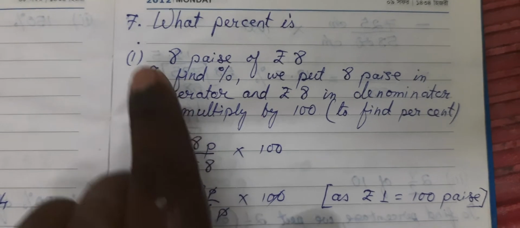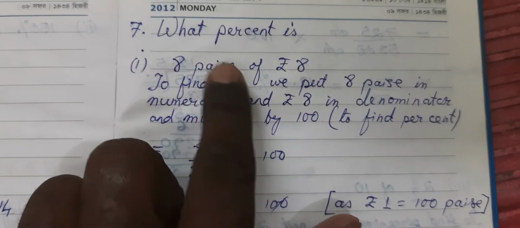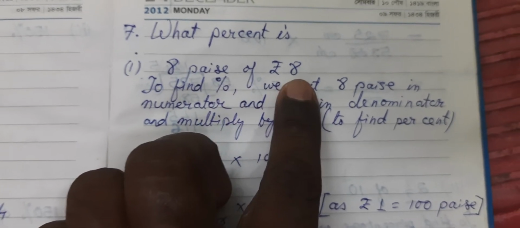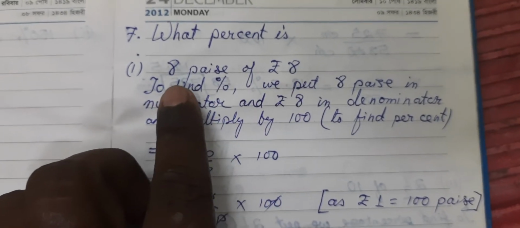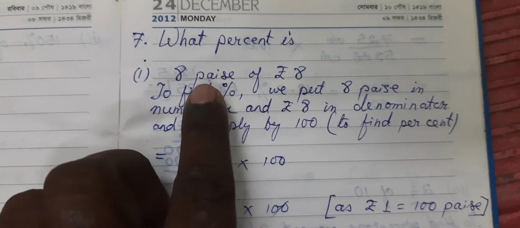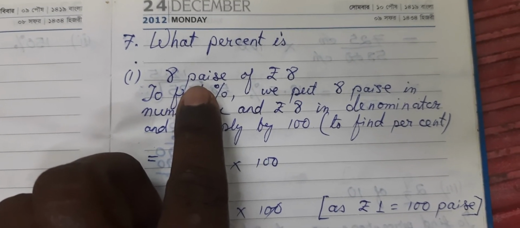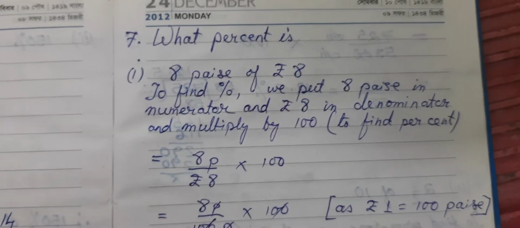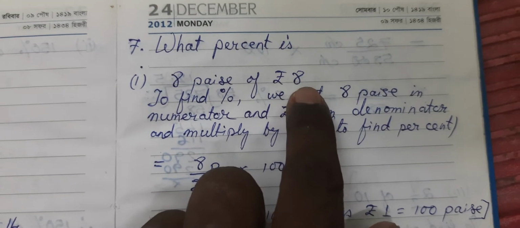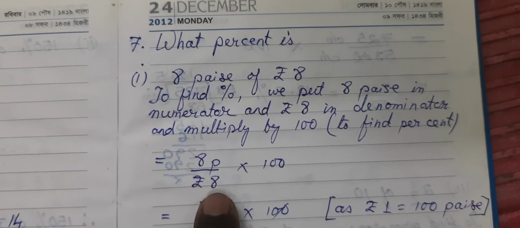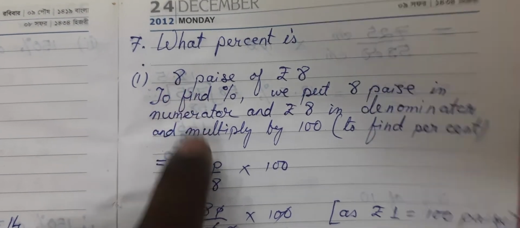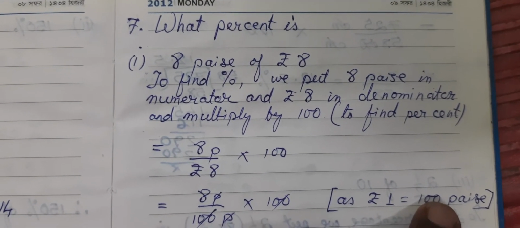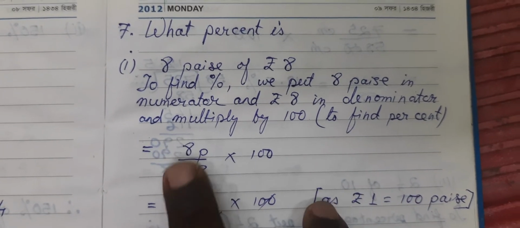So our next question is question number 7. It says, what percent is 8 paise of rupees 8? It means that 8 paise, what is its worth or value compared to rupees 8? So we are making the comparison with rupees 8. So rupees 8 will be in the denominator, and whose value we are finding, that will be in the numerator, and the value we find in terms of percentage. So this is the fraction that we get.